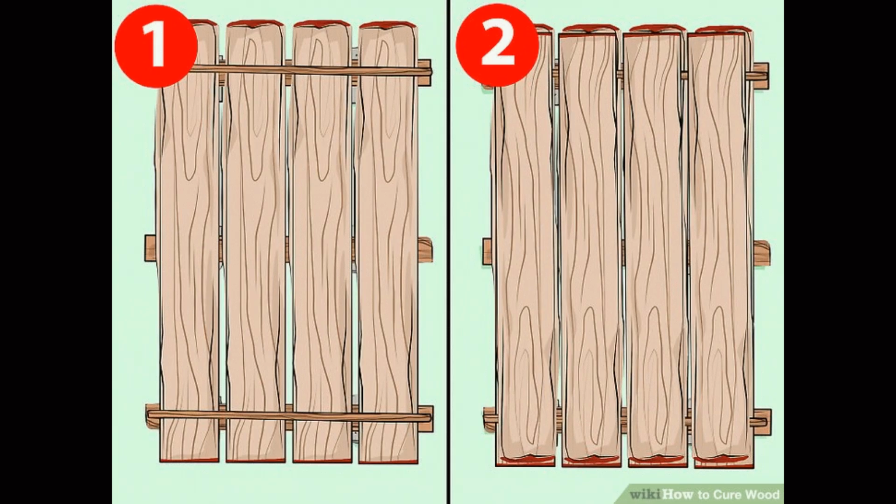Place additional stickers every 18 to 24 inches (45.7 to 61.0 cm) down the length of the lumber. Repeat the process, stacking the successive layers of lumber and stickers in exactly the same locations as the previous layer until all of the lumber is in the pile.